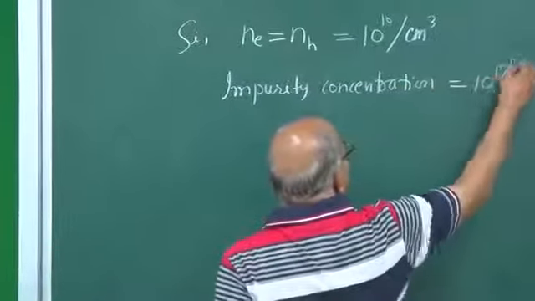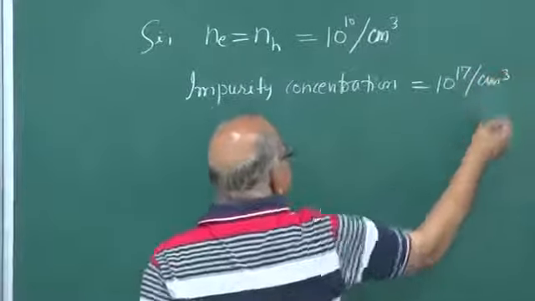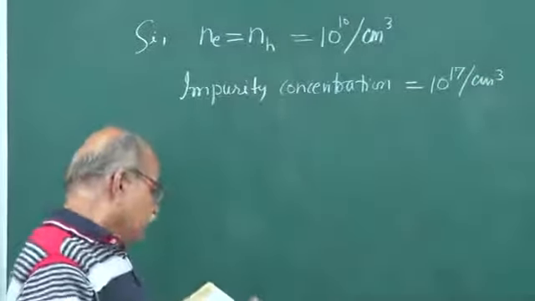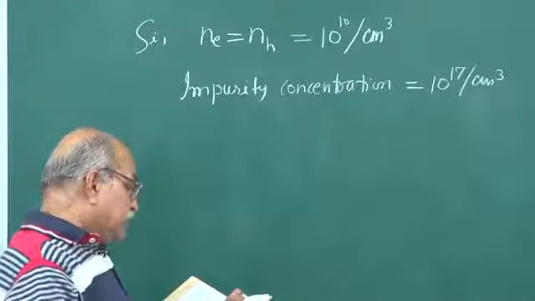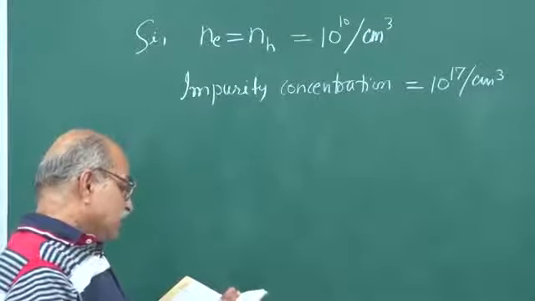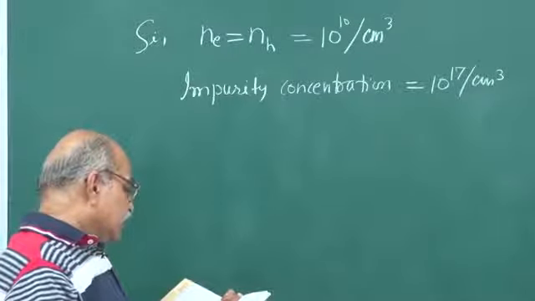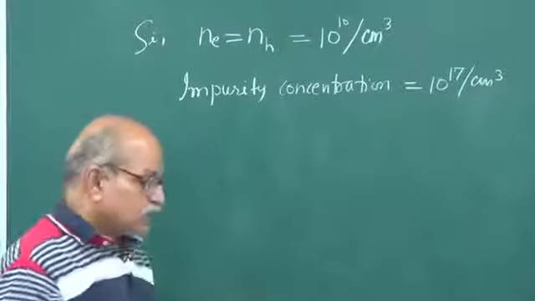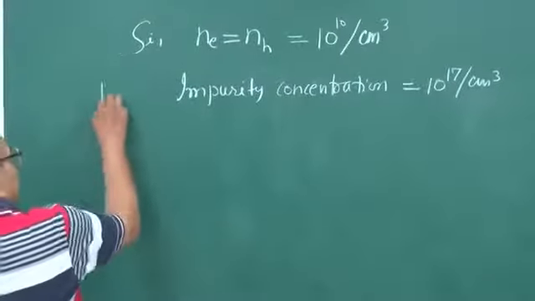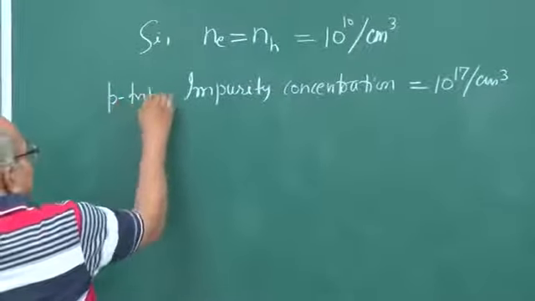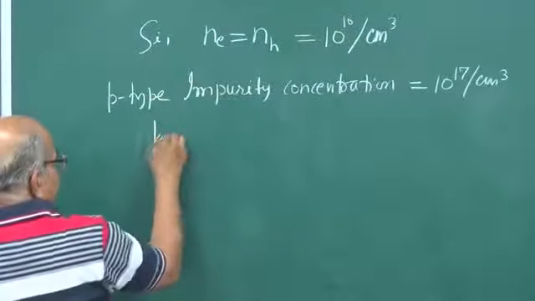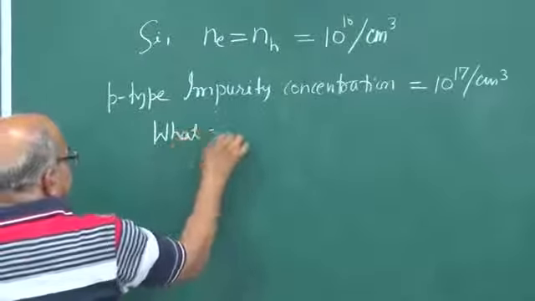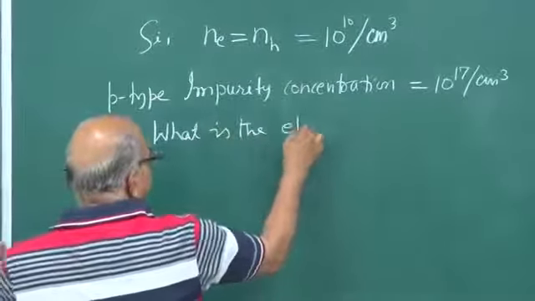10 power 17 per centimeter cube. Okay, p-type. A p-type semiconductor is made by this dopant, with the dopant concentration given, and the question is what will be the electron concentration. So this is the p-type or acceptor impurity which we are doping, and the question is what is the electron concentration.